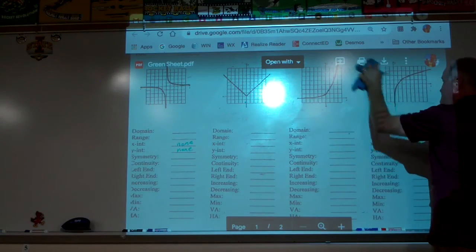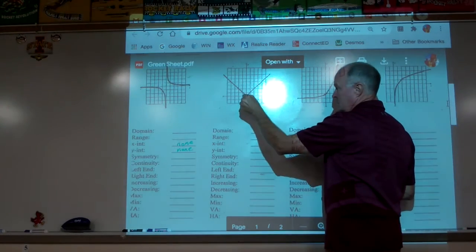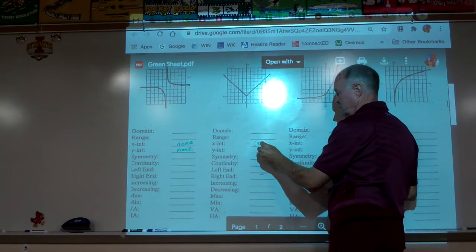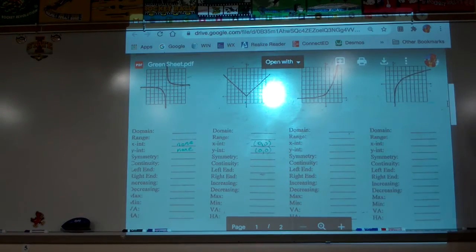And then the absolute value. There's the origin. So it's 0, 0, and 0, 0. I'm going to need a new green marker. But before we go there, there's the green sheet. That's done with the x and y intercepts. Now the homework.